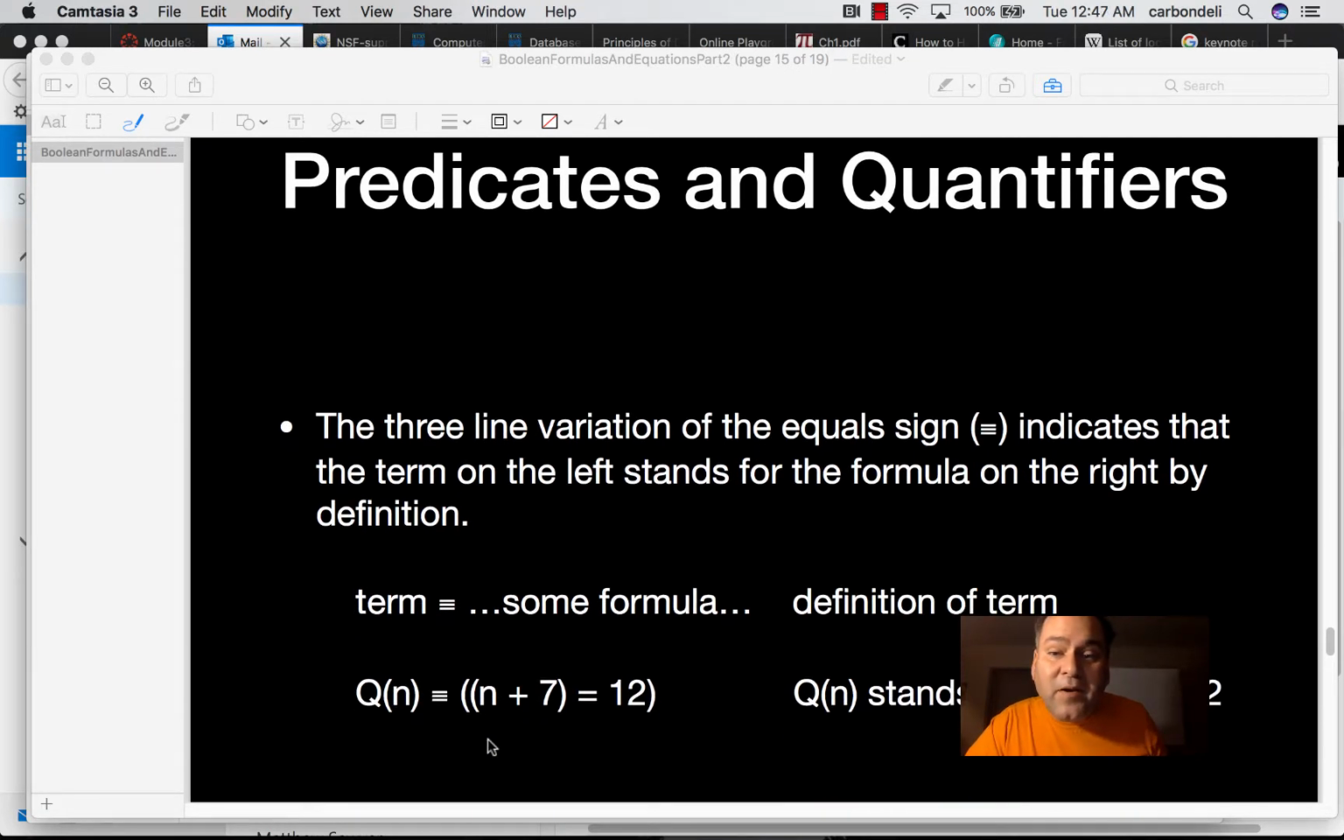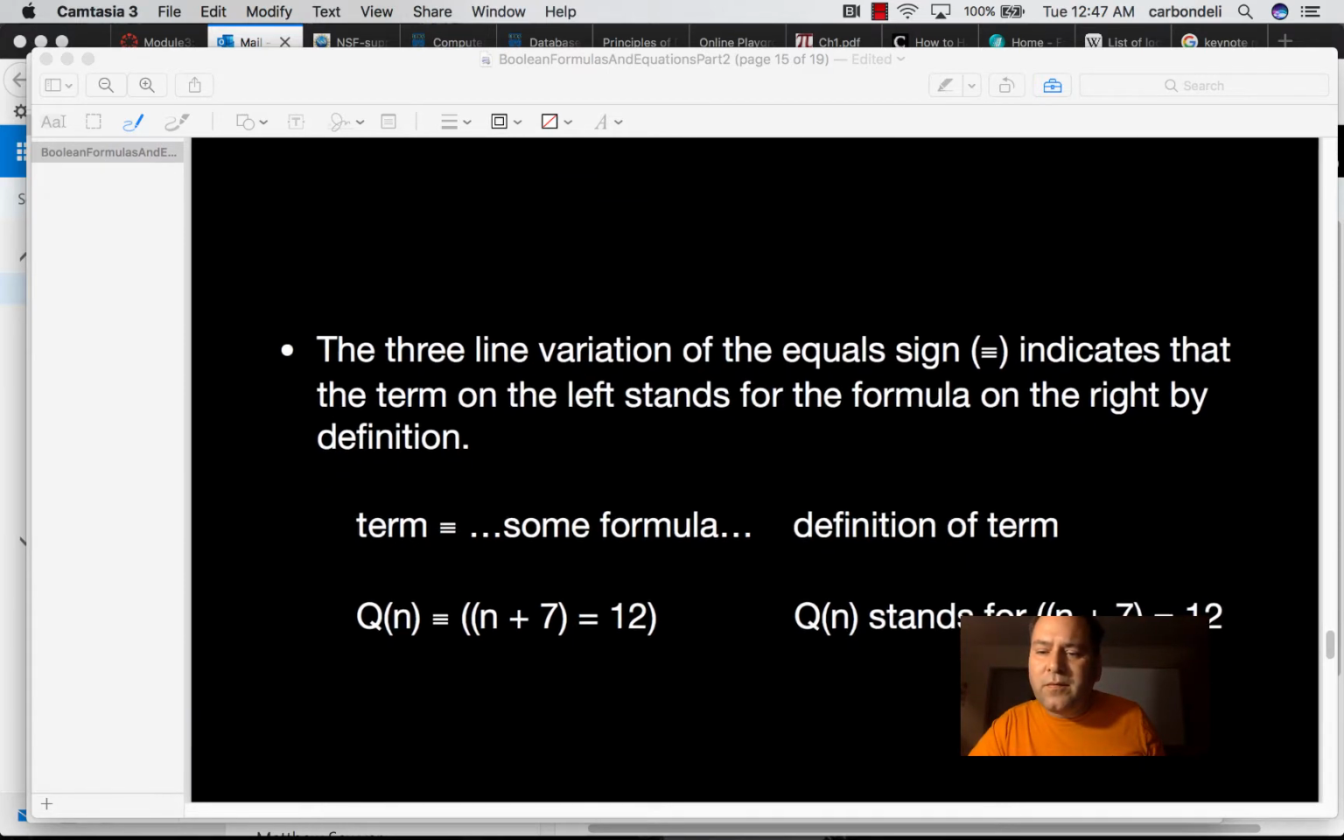The three-line variation of the equal sign, which you can see here, indicates that the term on the left-hand side stands for the formula on the right by definition. So we have a term followed by 3 bars, some formula, and this is the definition of the term. Here you can see we're defining Q of n as n plus 7 equals 12, and in this case Q of n stands for n plus 7 equals 12.